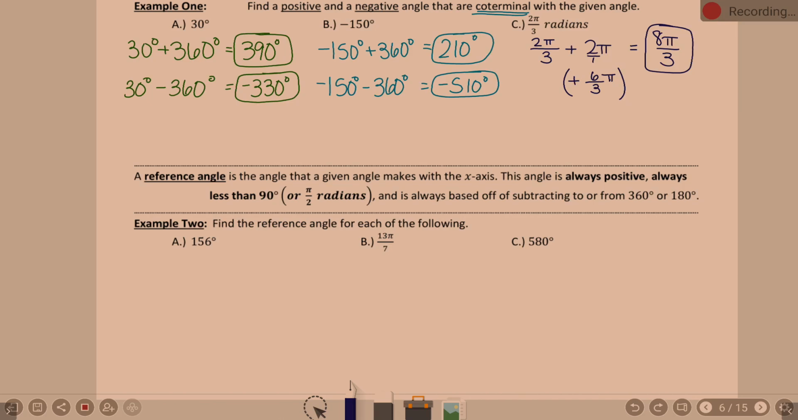Now, that's a positive coterminal. What else do I have to do? Find a negative coterminal. How are you finding a negative coterminal? You are subtracting 2 pi. How am I going to subtract 2 pi? 6 pi over 3. This time you're going to subtract 6 pi over 3. What is 2 pi over 3 minus 6 pi over 3? Negative 4 pi over 3.